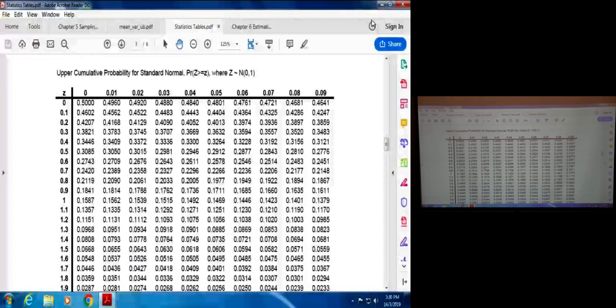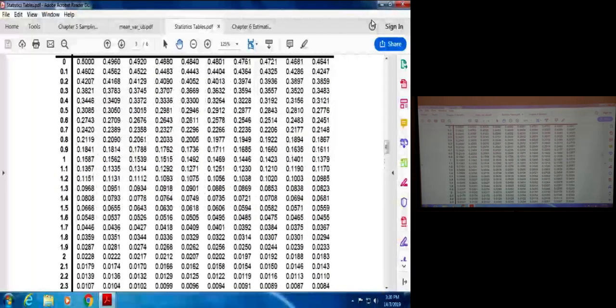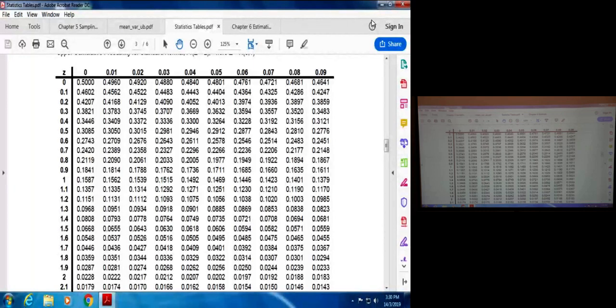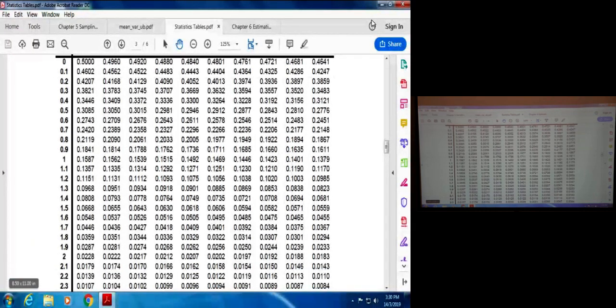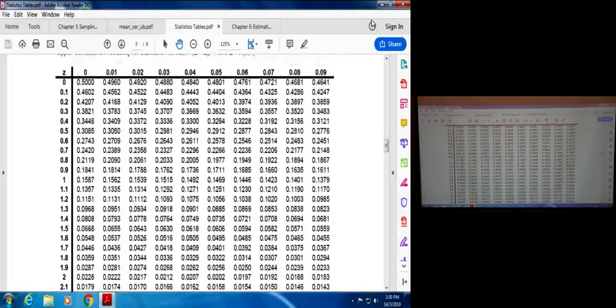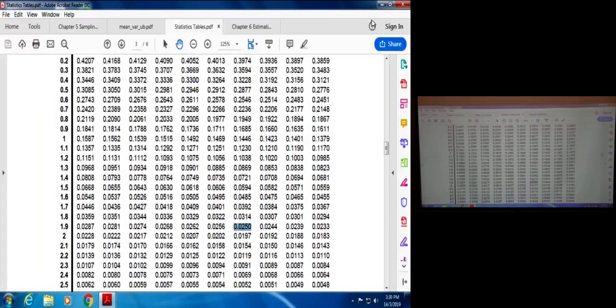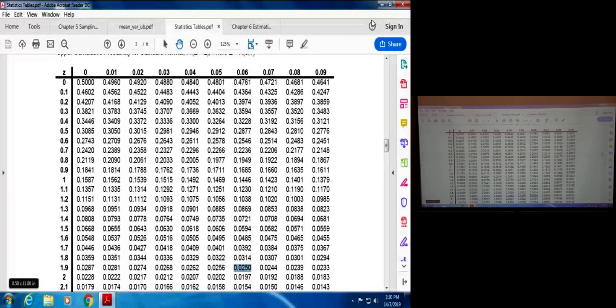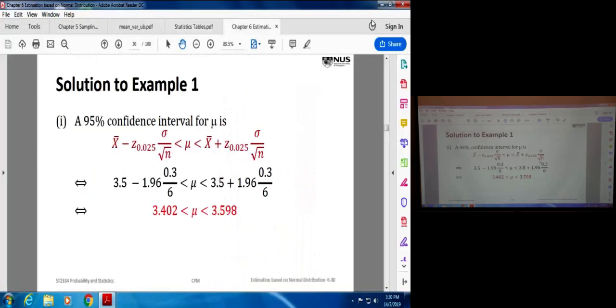Now, what do I want to find? I want to find the value 0.025 in this table. If I go here, I get 0.06, and this value here is 0.025. That's exactly the number I want, and that corresponds to 1.96. So this is 0.06, this is 1.9, which is exactly giving me this number here, 1.96. And now I plug my numbers into my equation, and this is my confidence interval of level 95% confidence.